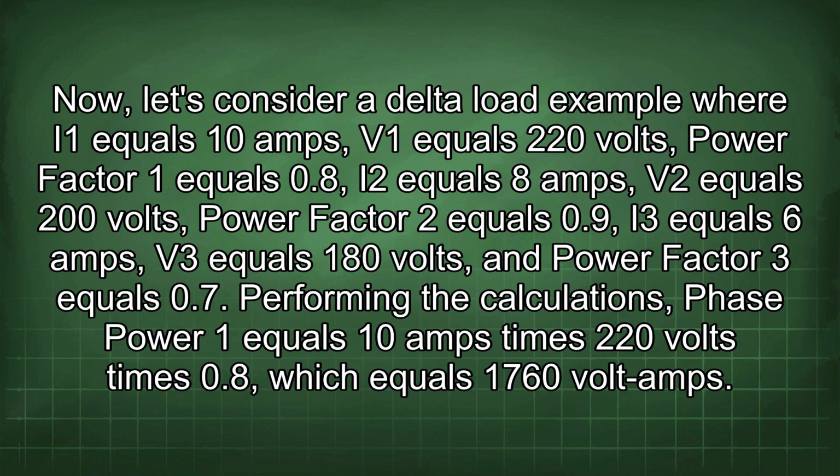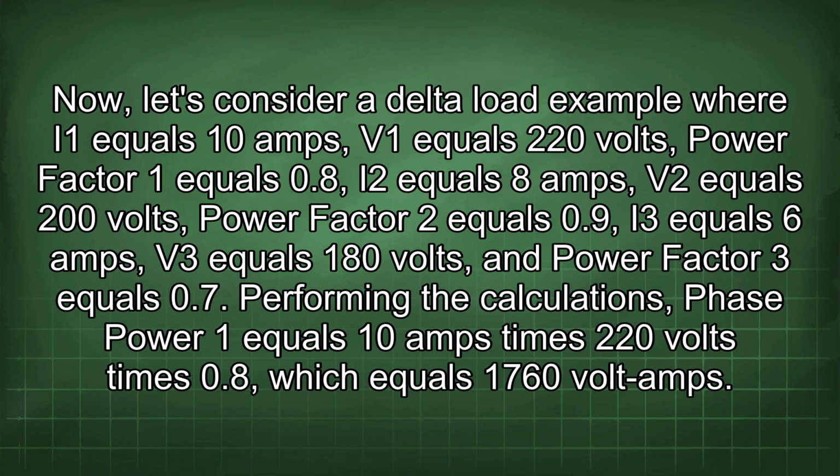Now, let's consider a delta load example where I1 equals 10 amps, V1 equals 220 volts, power factor 1 equals 0.8, I2 equals 8 amps, V2 equals 200 volts, power factor 2 equals 0.9, I3 equals 6 amps, V3 equals 180 volts, and power factor 3 equals 0.7.